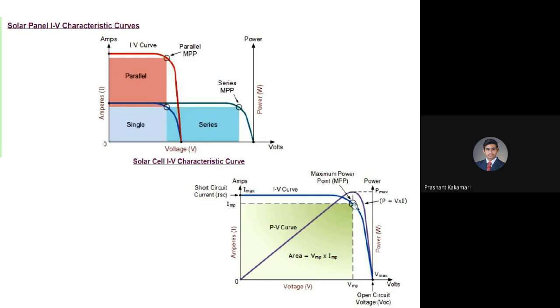So this maximum power point is nothing but the optimum point at which we are going to have the maximum voltage and the maximum current from this PV system. That is denoted by IMP and VMP. The total area under this curve is the power, VMP into IMP.